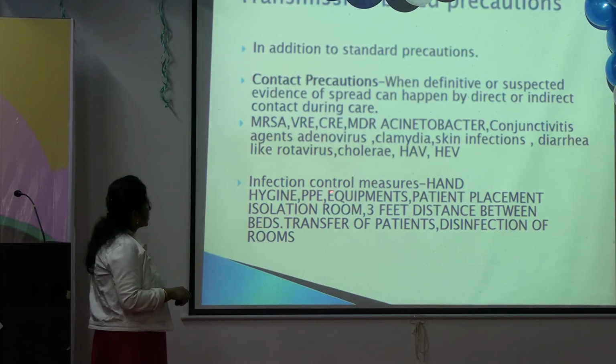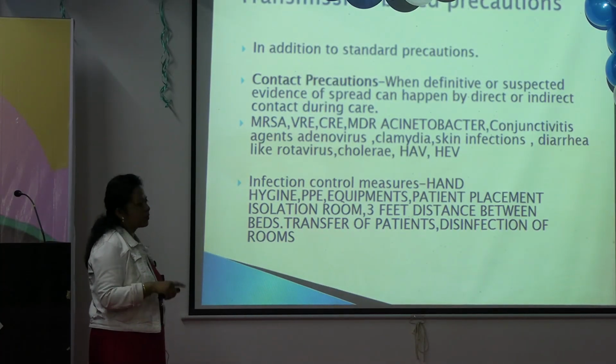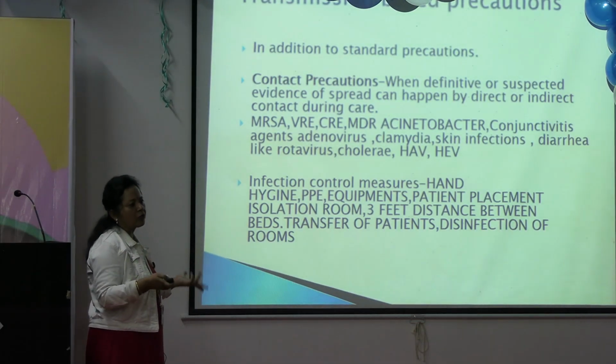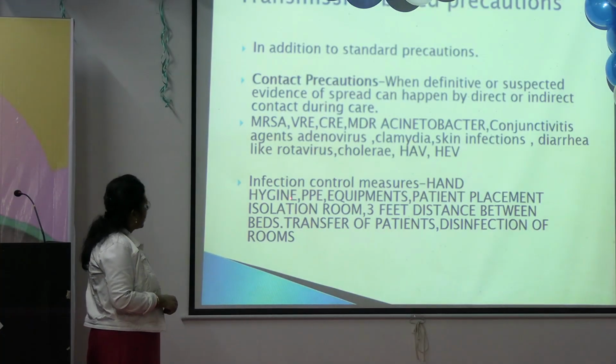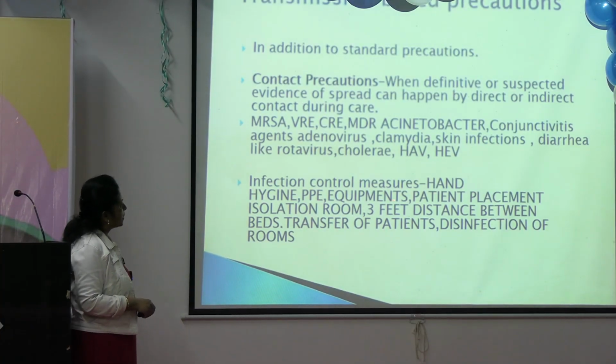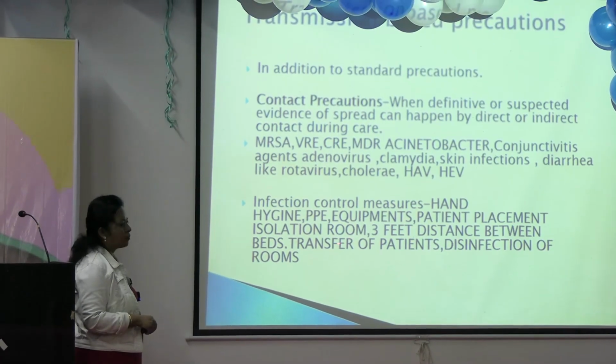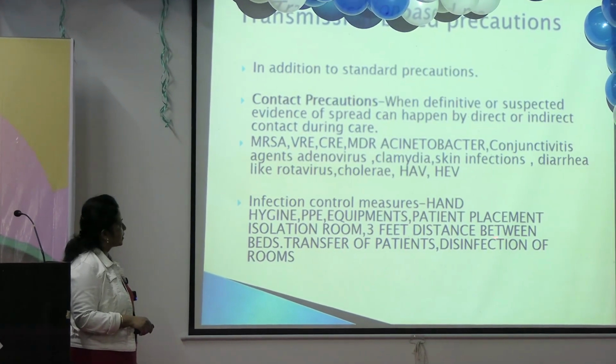So then we have infection control measures. Now you have to know this. Once you have isolated the patient, you also have to take some precautions. What you have to do? Over the standard precautions, we have more added: hand hygiene, PPE, equipment, and then patient placement, isolation room, what I told you, and 3 feet distance between beds.